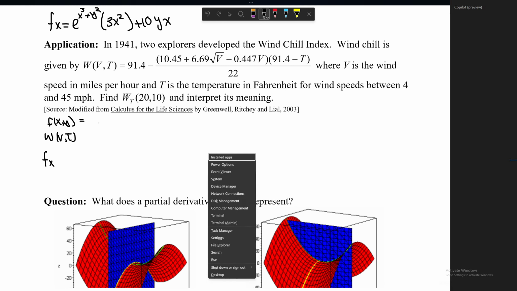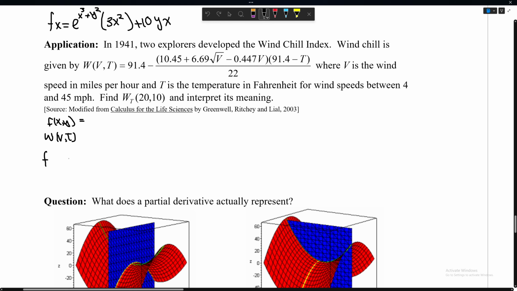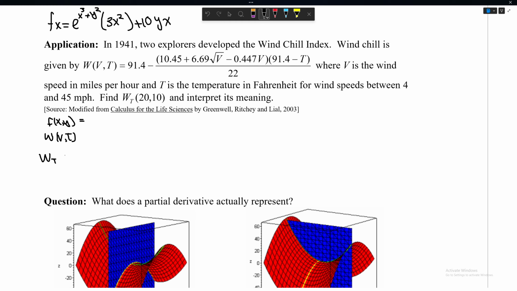Right now, what they're telling us is find w in terms of t, so we treat v as a constant. Okay, and they give us some values that we'll plug in later. But now let's derive this in terms of t. So my 91.4 goes to 0 when I derive, that's a constant, minus this whole box is a constant.